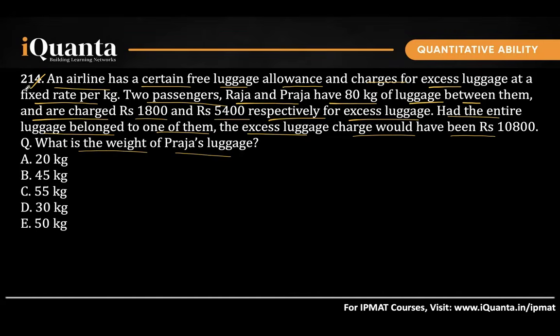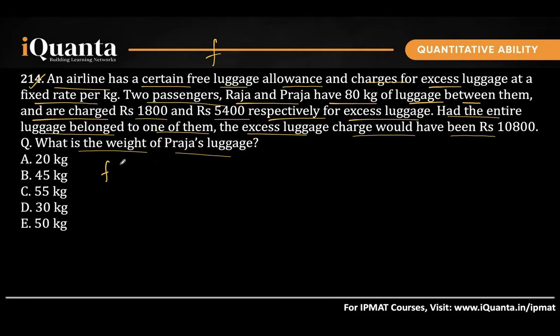So here we see that there's some free luggage allowance, okay? Let's say that for F kg of weight, you're not charged anything, okay? But two passengers, Raja and Praja, have 80 kg of luggage between them, and they are charged rupees 1800 and 5400 respectively for excess luggage. So they have 80 kg in total, but in this some free luggage allowance is also there, and then there'll be some excess luggage for which they are charged this much amount. Okay. So how to do this?